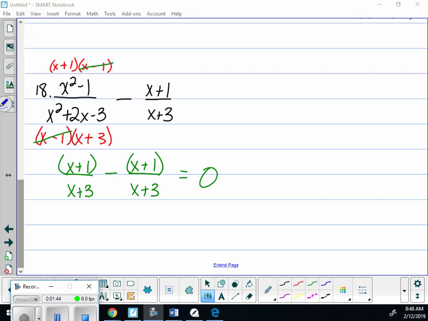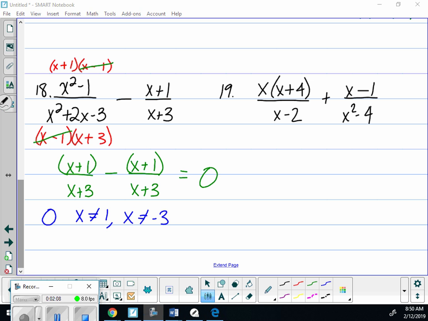I have x minus 1. So x can't equal 1. I have an x plus 3, so x can't equal -3. And then I have another x plus 3, which I already dealt with. So your answer would be 0, and x can't equal 1, and x can't equal -3.